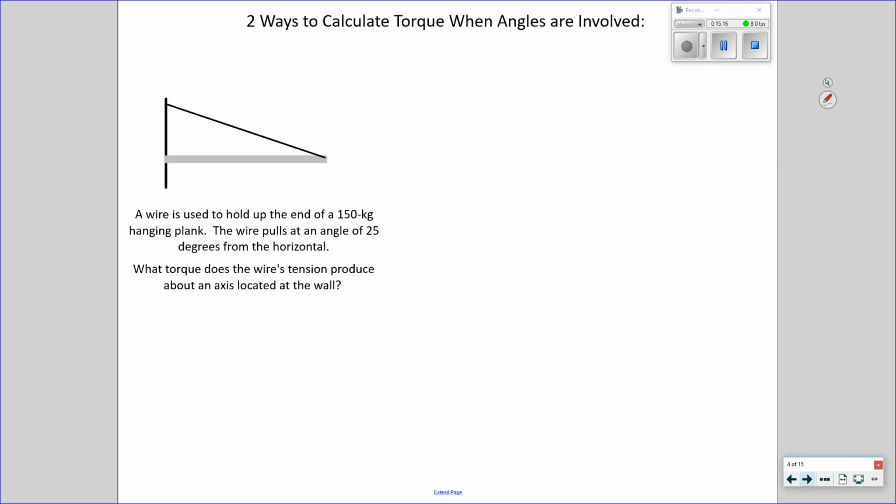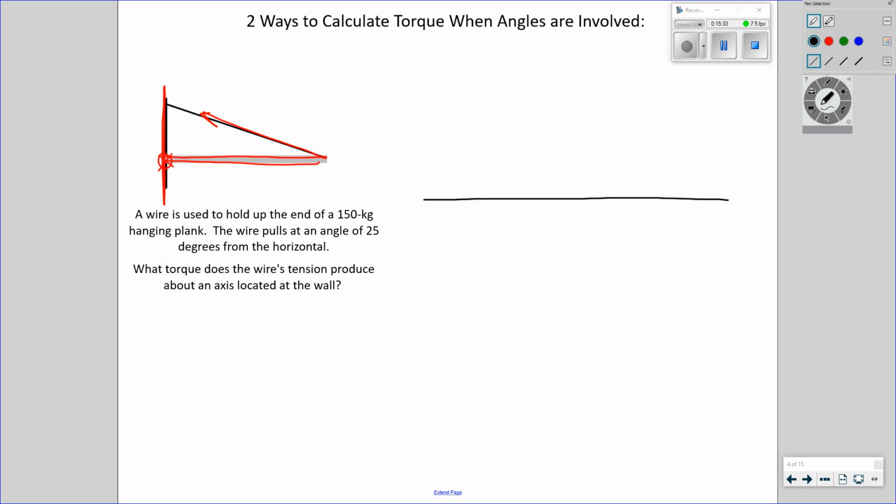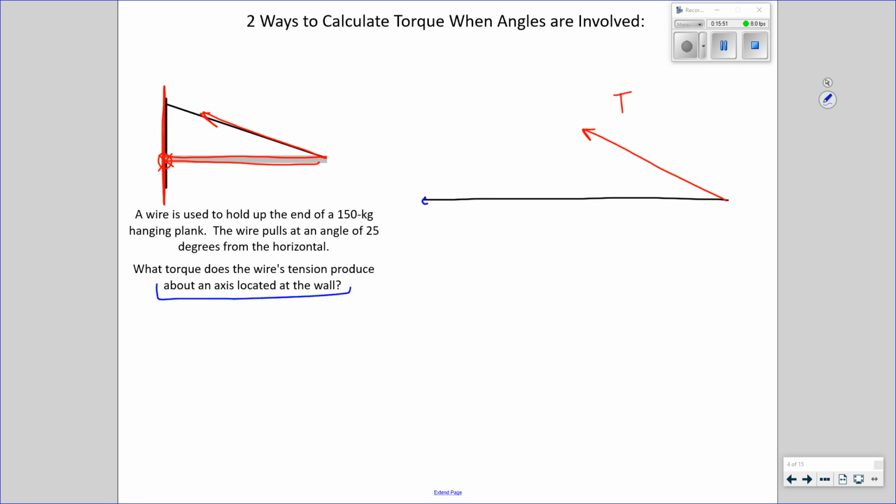So here's one. This is like a board or something like that. Here's a pole, right? And then here's a plank, and the plank is maybe anchored at this end, but there's a wire attached to it that looks like that. So if we say here's the plank, and here's this tension force T, we want to know how much torque this force produces, about an axis located at the wall. So relative to here, we're saying there's an axis. Sometimes I'll do a circle and say that's the place I'm calling my axis.